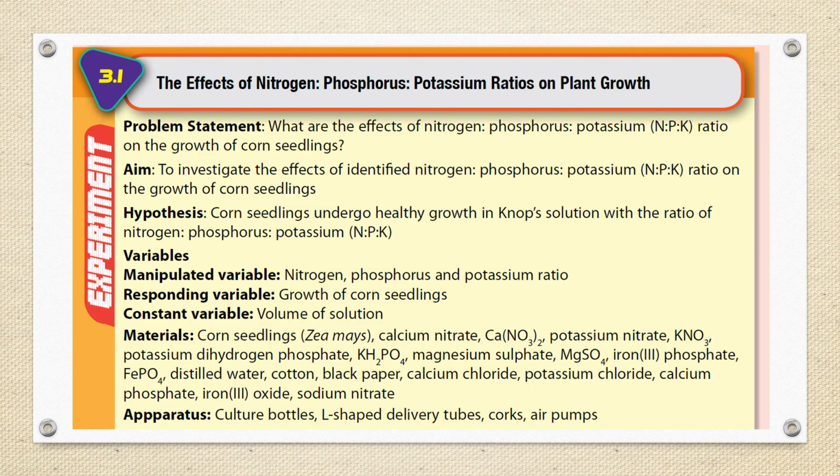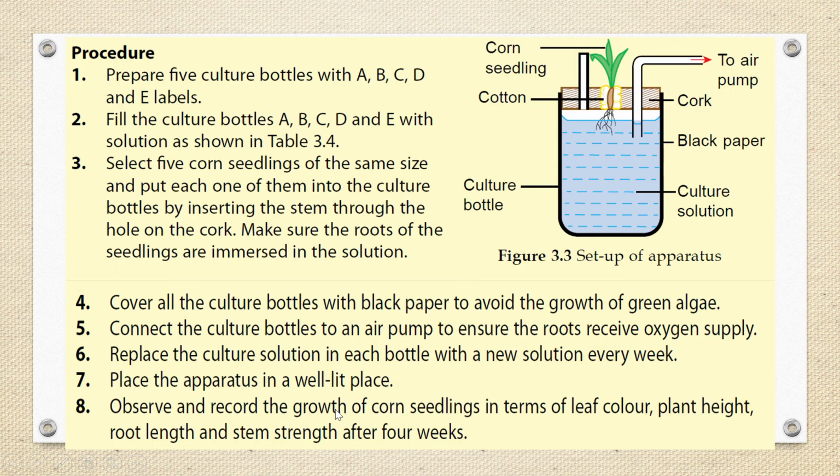Okay, so there is this experiment: the effects of nitrogen, phosphorus, potassium ratios, NPK. You have heard of this fertilizer, Baja NPK. So the effects of nitrogen, phosphorus, potassium ratios on plant growth. The problem statement: we want to know the effect on the growth of corn seedlings. The aim is to investigate the effects of the identified nitrogen, phosphorus, potassium ratio. The hypothesis is that corn seedlings undergo healthy growth in NOP solution with the ratio of nitrogen, phosphorus, potassium.